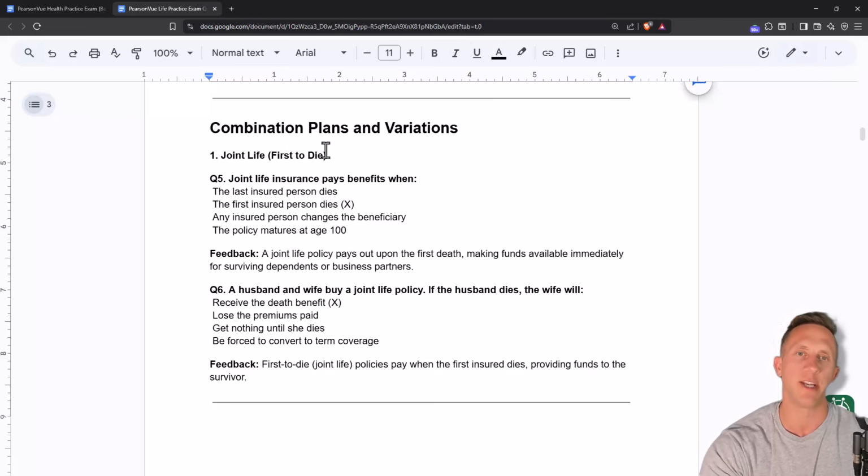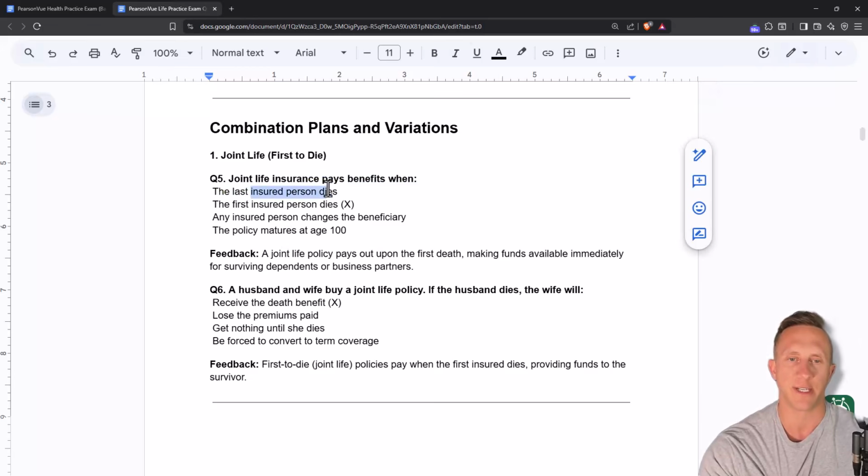Okay, we're going to look at combination plans and variations. So we're looking at joint life, first to die. All right, joint life, first to die. Joint life insurance pays benefits when the last insured person dies. No, that's survivorship life. So survivorship is when the second person has to die. Survivorship, second to die. Easy way to remember is survivorship has an S, second to die has an S, so survivorship, second to die, SS. Joint life is first to die. So it's when the first insured person dies.